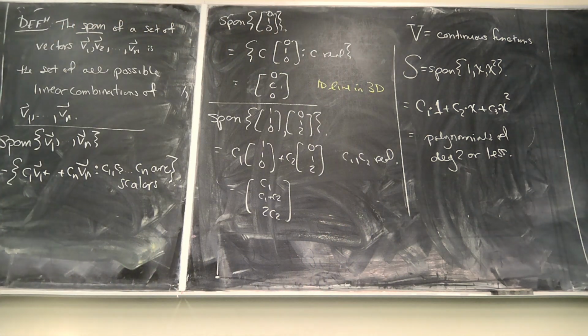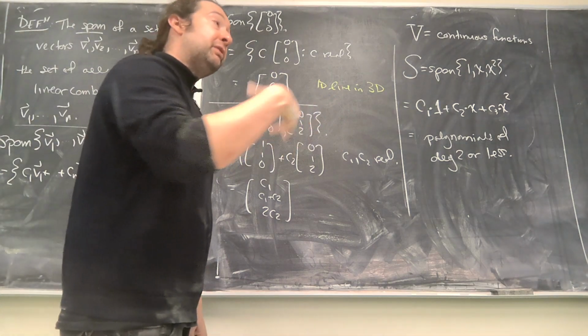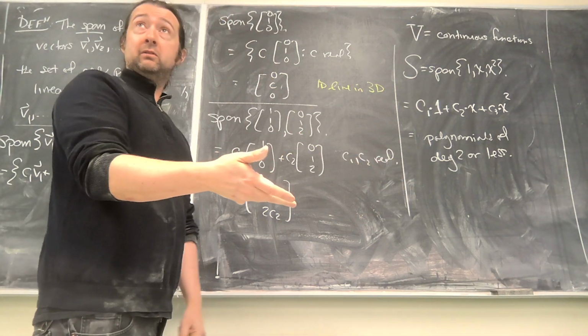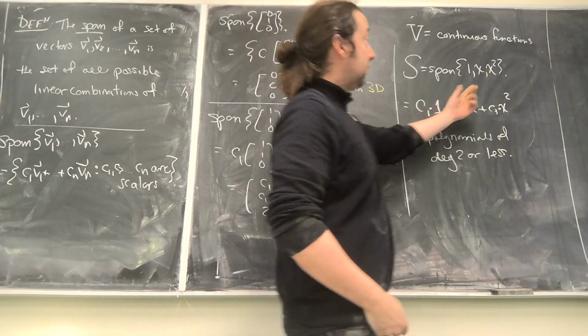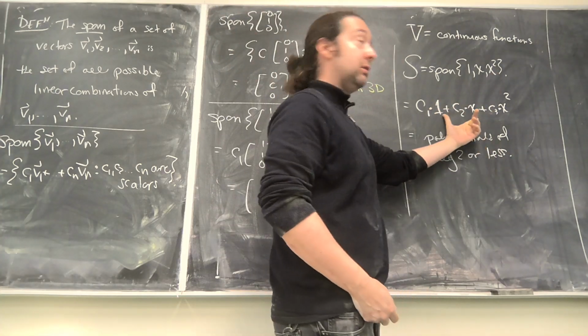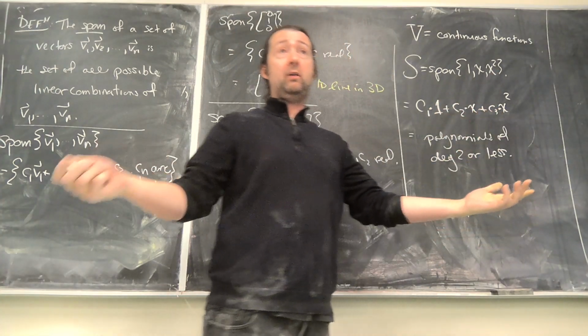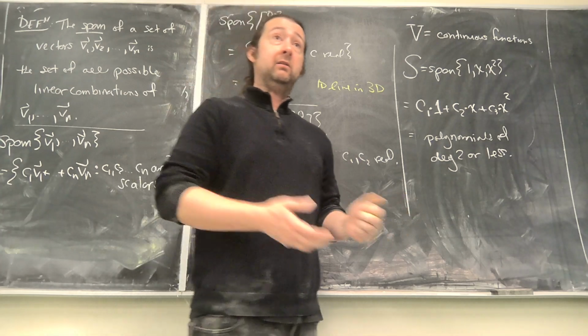Okay. Lots of things are vector spaces. Lots of things can be thought of as spans. So the span of this collection of vectors is all of its linear combinations, which means every degree 2 polynomial can be thought of as a span.